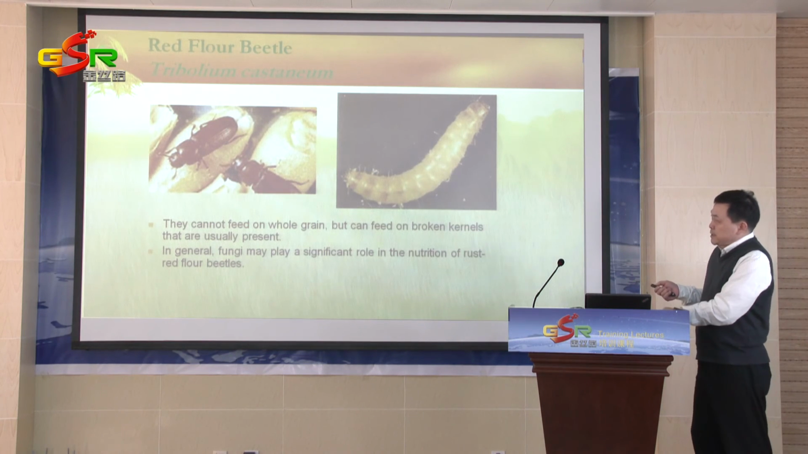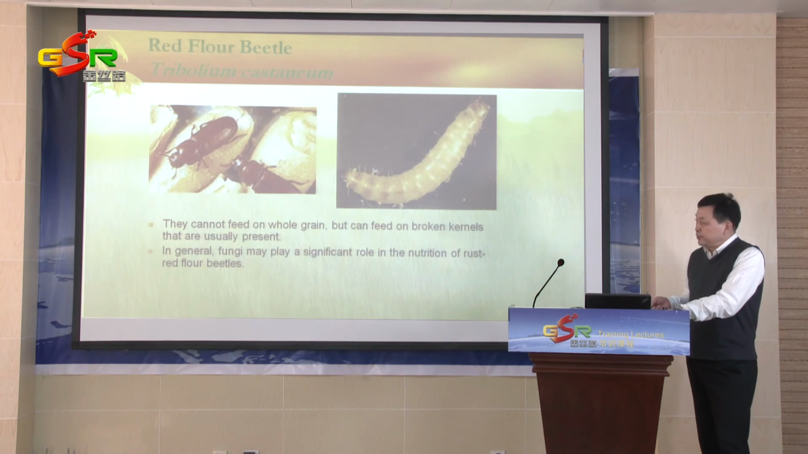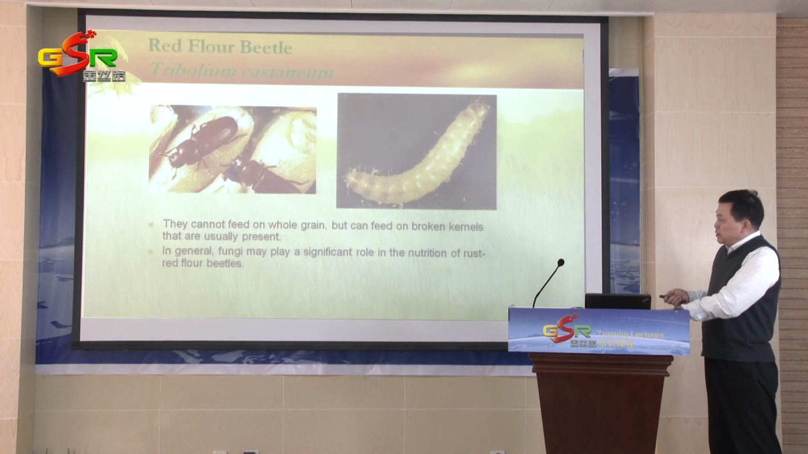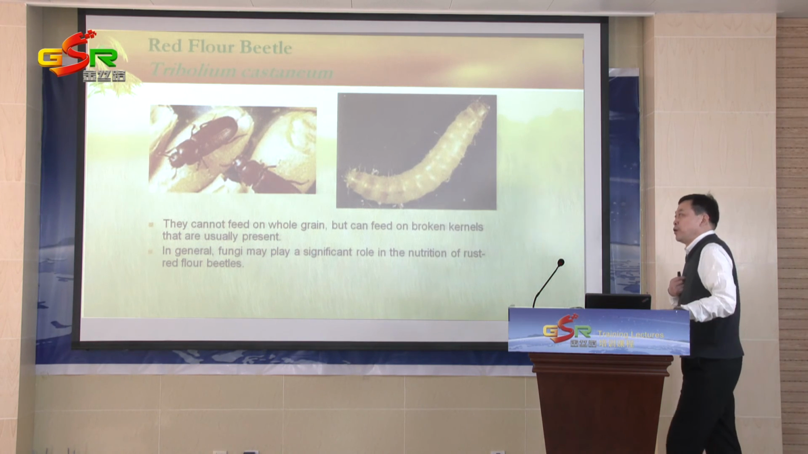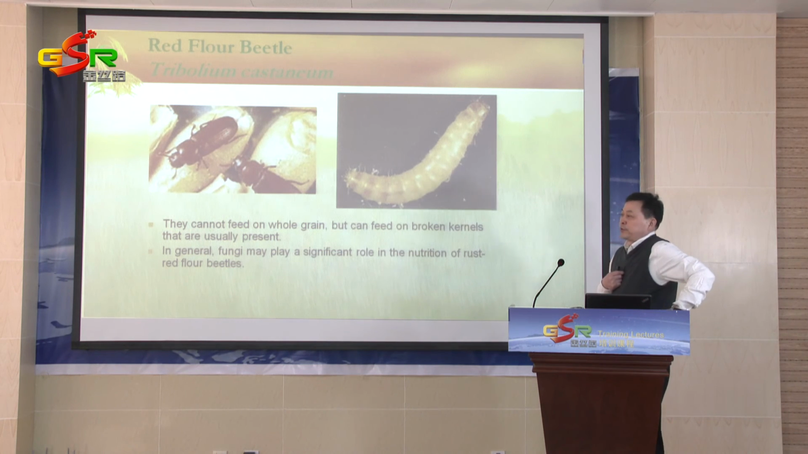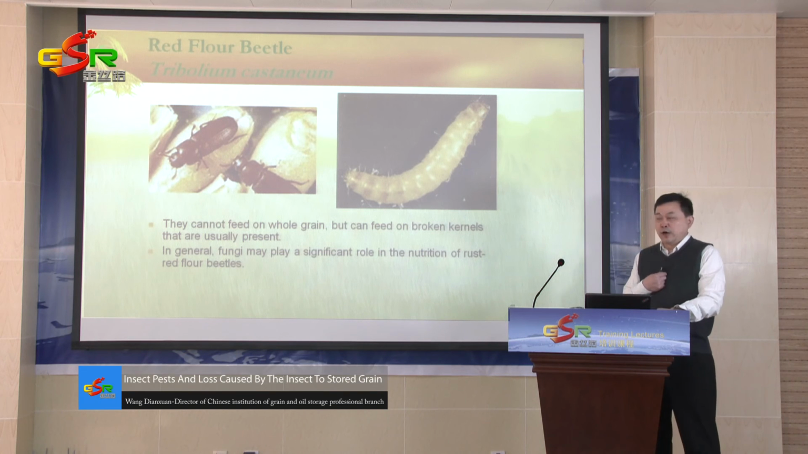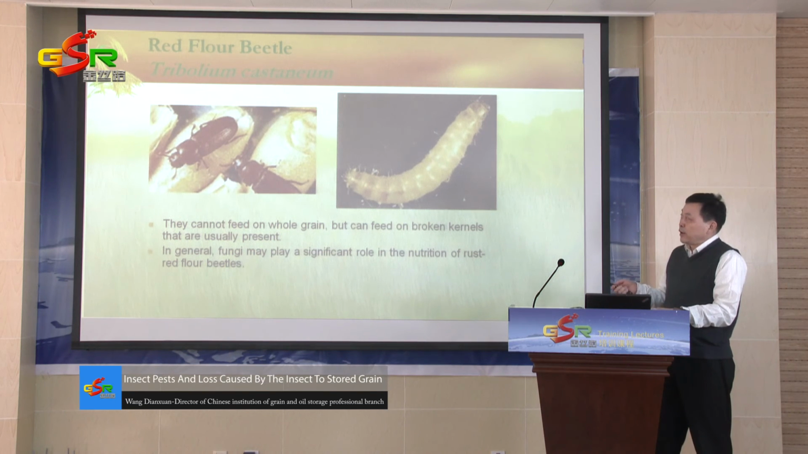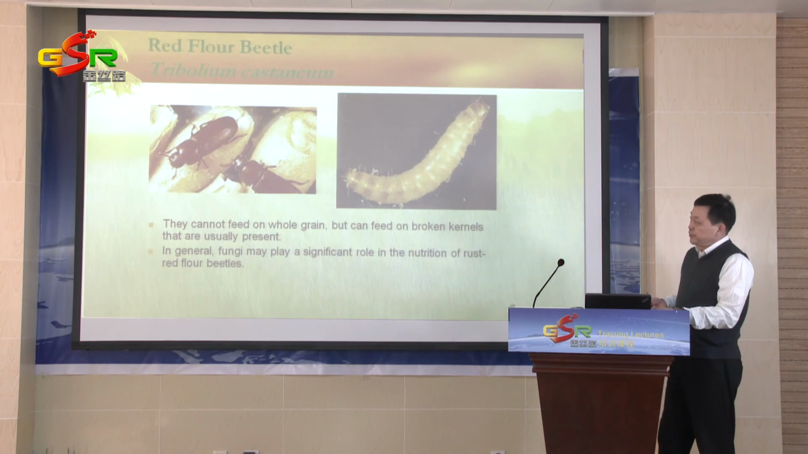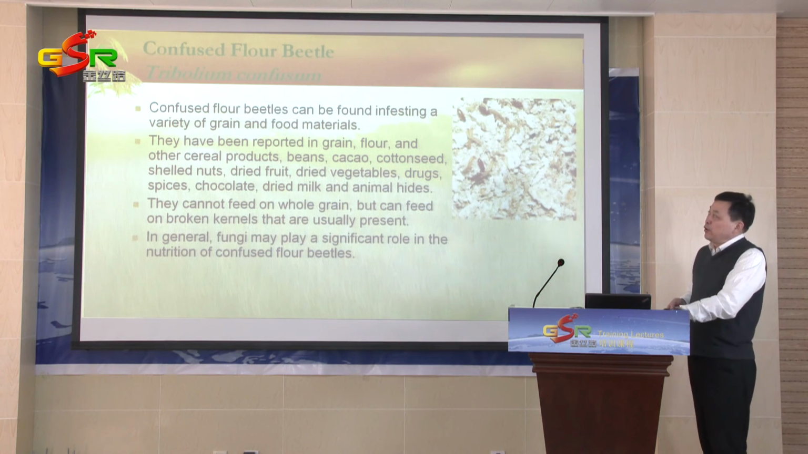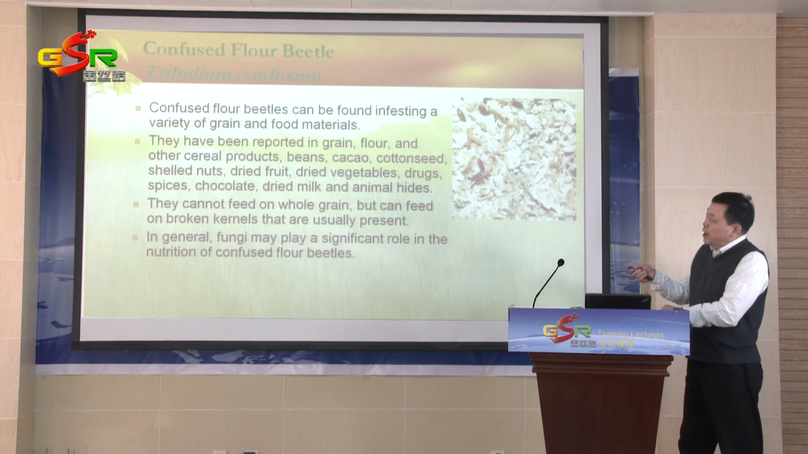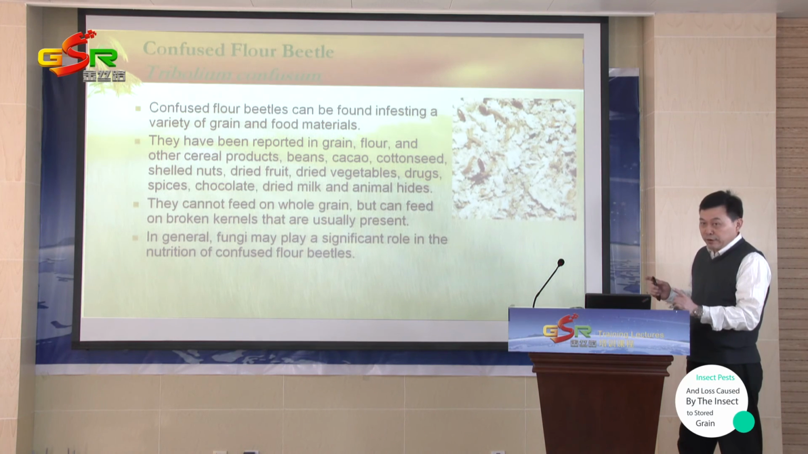The larva can eat more food than the adult. They cannot feed on the whole grain, but can feed on the broken kernels. Some research reports that if the grain has 5% broken kernels, there is no survival of the red flour beetle. Another species similar to the red flour beetle is the confused flour beetle. They are very similar in size, color, and behaviors.